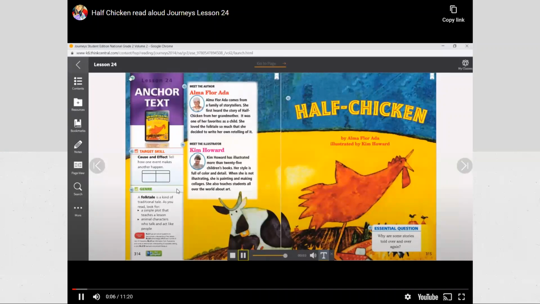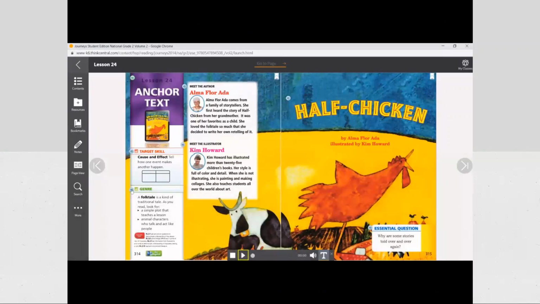24. Anchor text. Genre. A folk tale is a kind of traditional tale. As you read, look for a simple plot that teaches a lesson. Animal characters who talk and act like people.